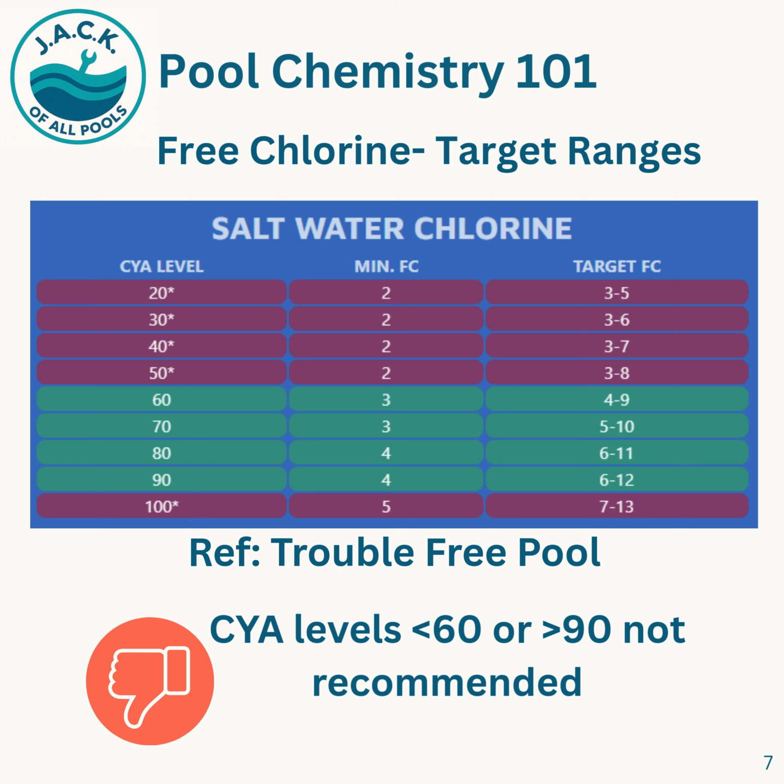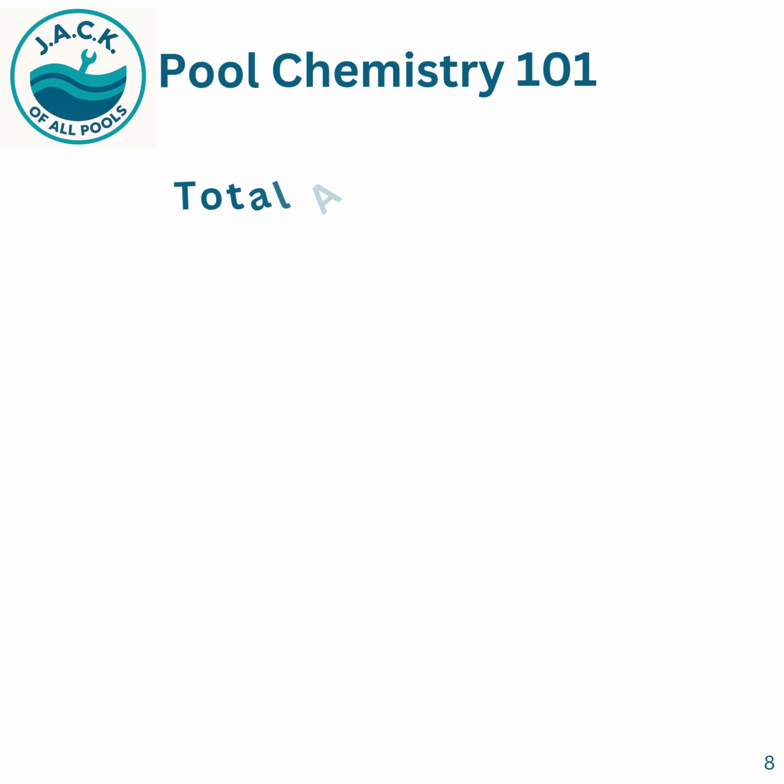You've learned about pH and chlorine. Now let's introduce total alkalinity, the unsung hero of pool chemistry. Think of alkalinity as the bodyguard for your pH. Its job is to keep pH stable and prevent sudden swings that can throw off your whole chemical balance.